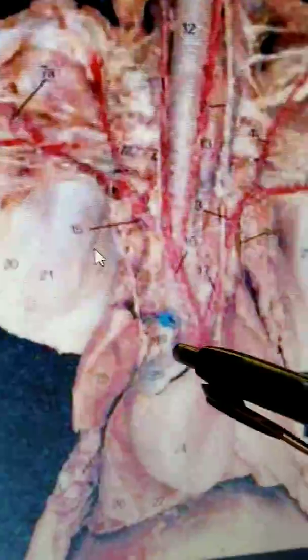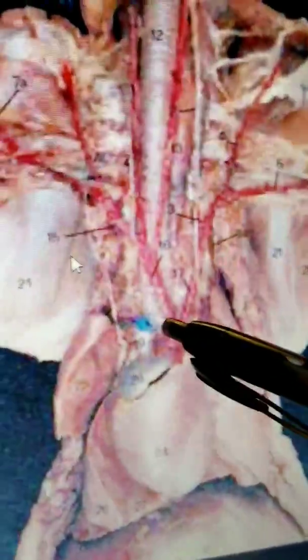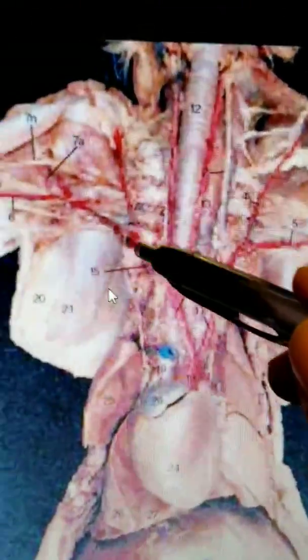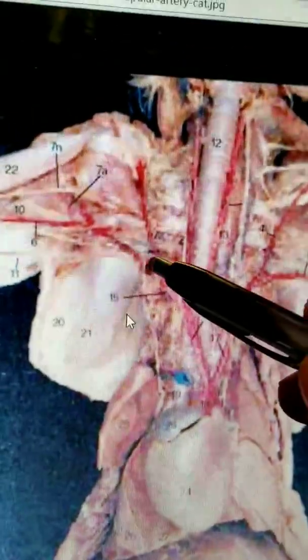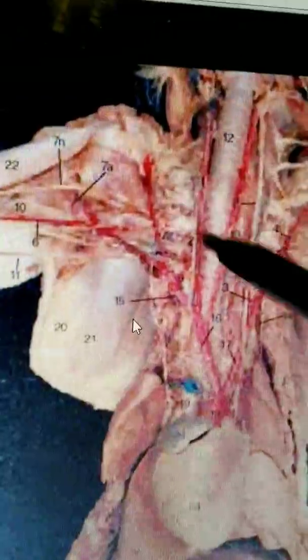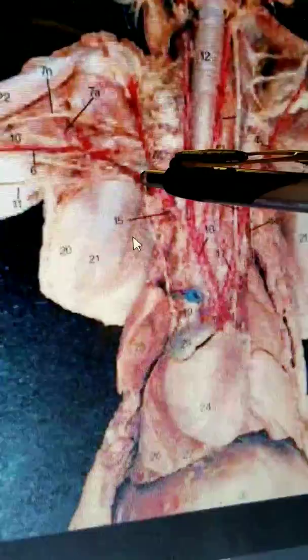The aorta has two large vessels coming off of it, the brachiocephalic on the right and the left subclavian artery on the left. The brachiocephalic artery has three major branches, the right subclavian artery, and then the right common carotid and the left common carotid artery.